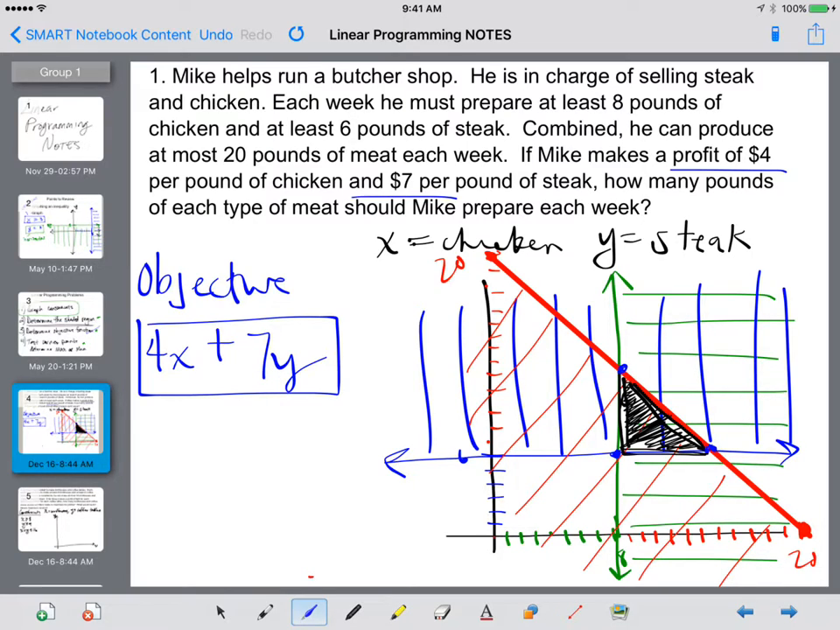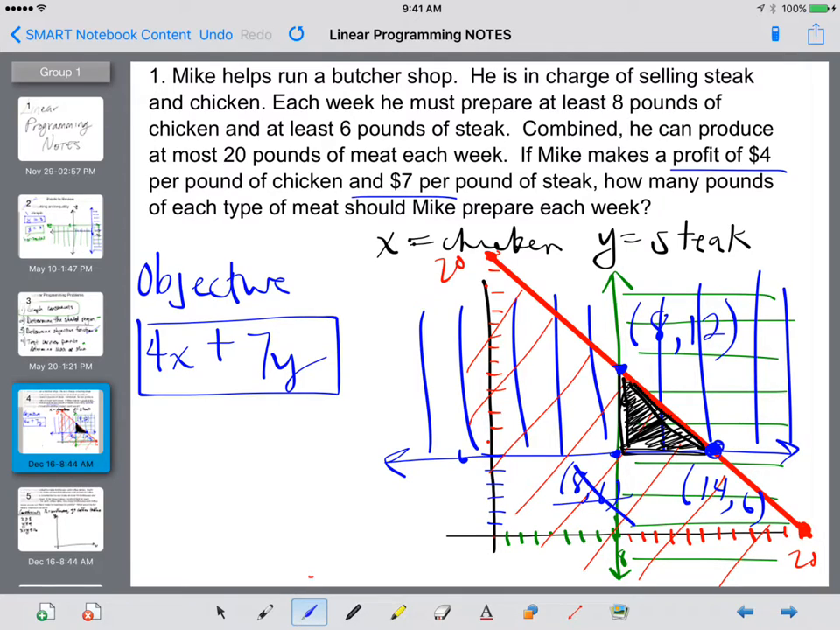Now your graph, it's going to be much easier to tell. My graph, I know that this corner point is 8, 6. This corner point's not going to be perfect on my graph, but I know that the y value is 6 and the x value is 14. Up here, I know that the x value is 8 and the y value is 12. So we're going to test each corner point to determine the maximum profit, because we always want to make the most.